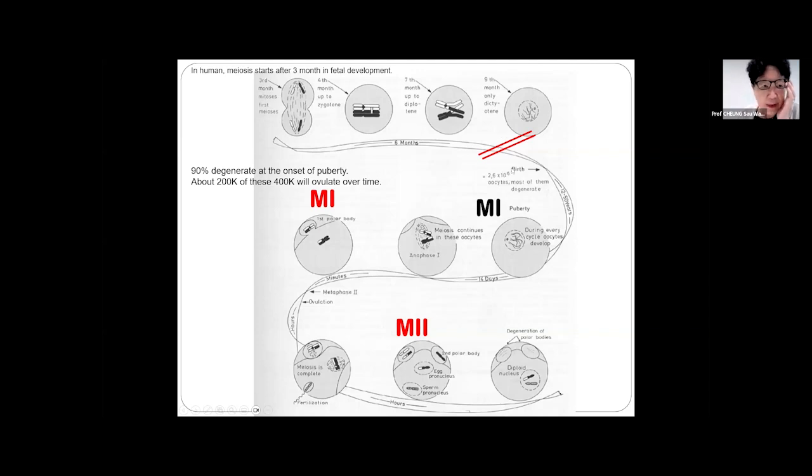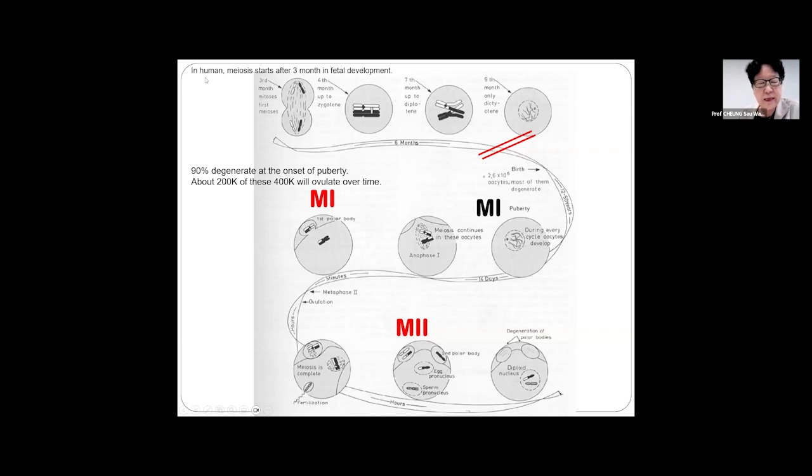At birth, about 2 times 10 to the 6 oocytes were produced, but 90% of them degenerate. Over the years, 90% of them will degenerate by the onset of puberty. So about 200K of these 400K will ovulate over time.